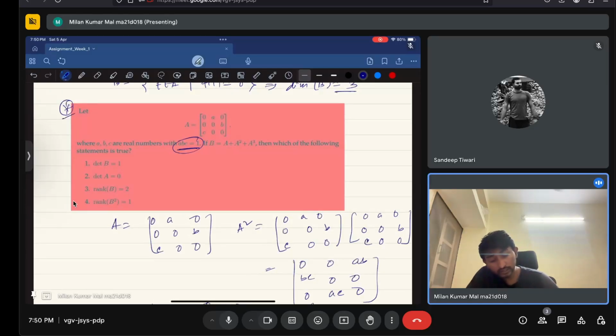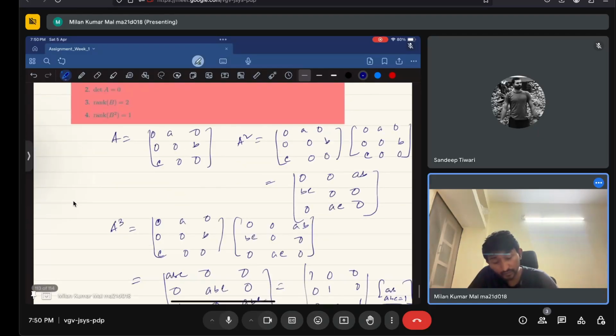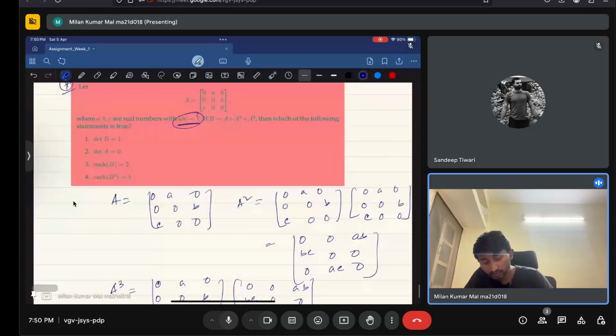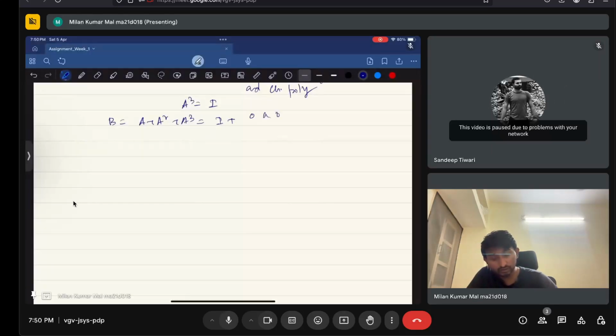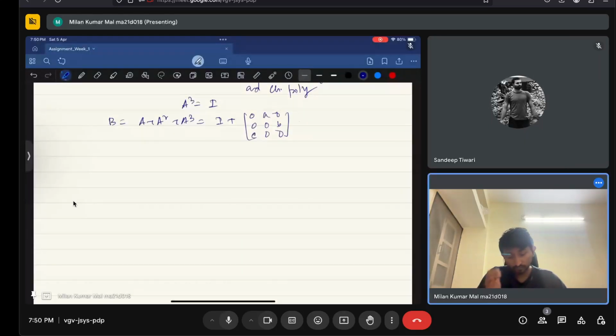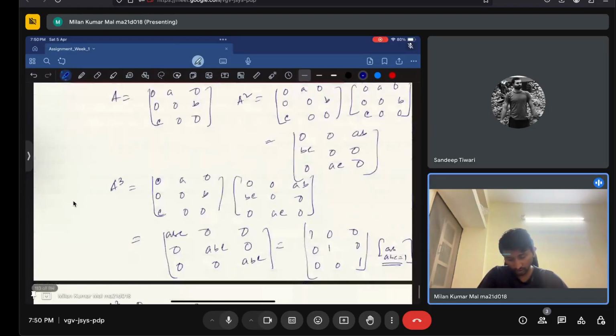Which of the following statements? Therefore what we got is A cube equals identity. B is written as A plus A square plus A cube, which equals identity plus A plus A square. There is no relation with ABC. The only relation is that ABC equals 1.